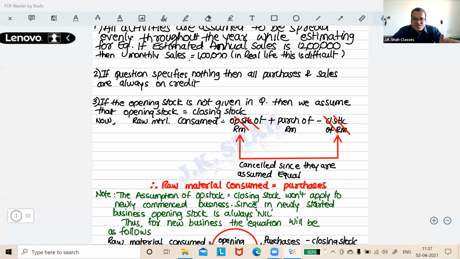There will be small variations. That is the basis of this assumption: if the question specifies nothing, opening stock is equal to how much? Closing stock, right? Okay, one more example, related to food.